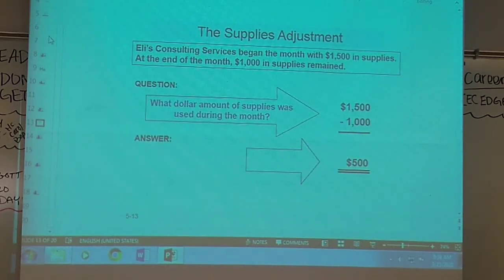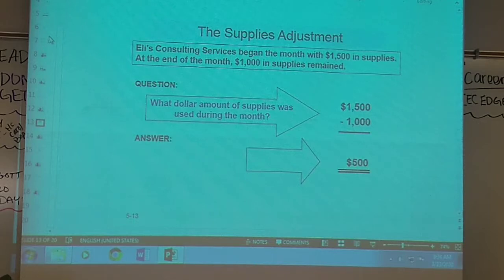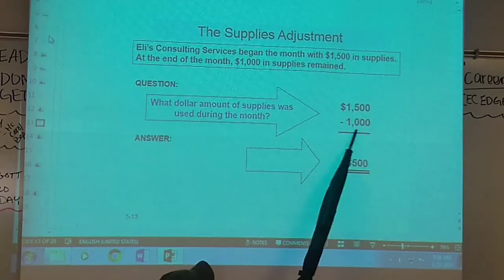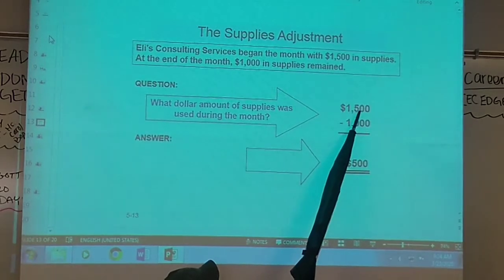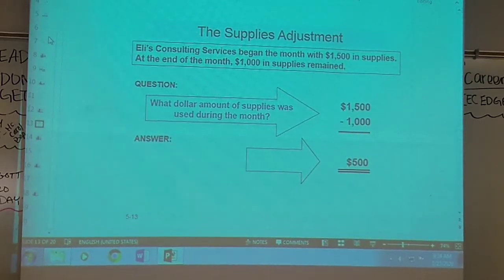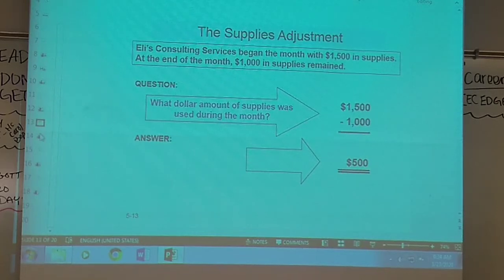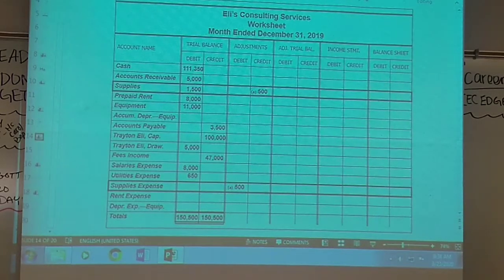Okay, so here's an example. Supplies adjustment. Eli's consulting service began the month with $1,500 in supplies, and at the end of the month, $1,000 in supplies remained. So that means they used how much? $500. So $1,000 remained. So you subtract that $1,000 from the $1,500, and you got $500. You used $500 worth.